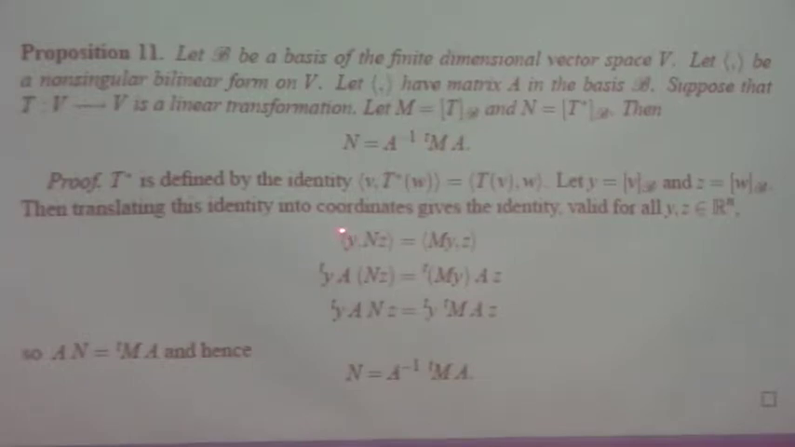it is the transpose of the first guy times A times the second guy. So that's true here, and that's true here. Right? And so we get this equation here. The transpose of y times A times N times z is the transpose of y times the transpose of M times A times z. And this has to be true for any two vectors y and z. So that means that the matrix A times N must be the transpose of M times A, and we solve for N, and we get N equals A inverse times the transpose of M times A. So exactly the formula here.